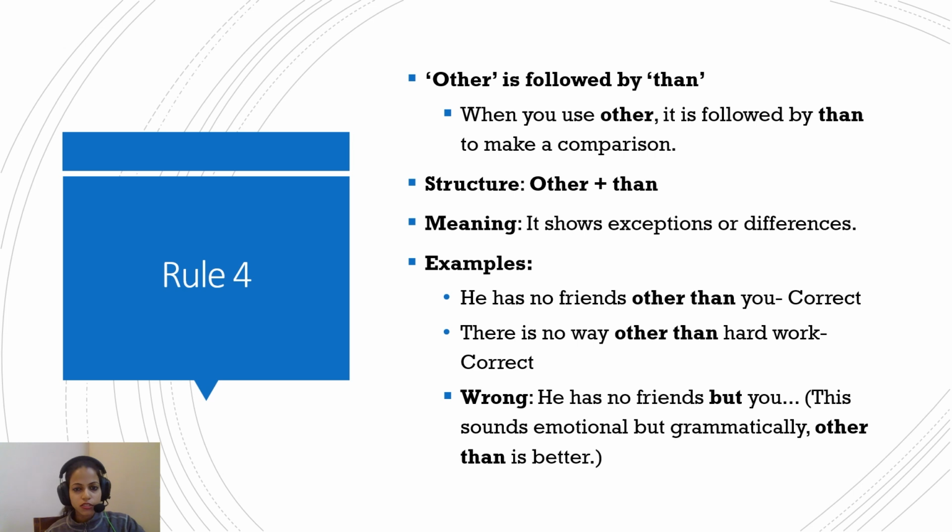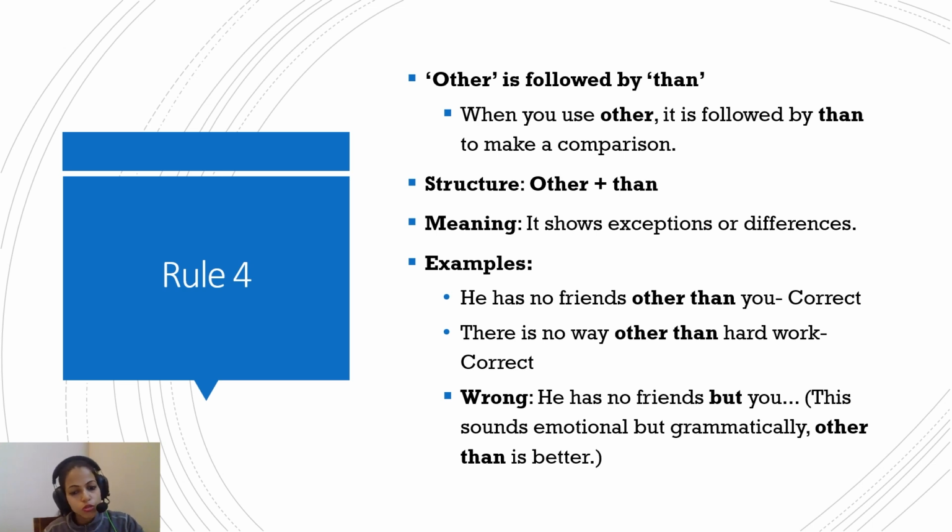Now, the word other. Other is always followed by than. When you use other, it is followed by than to make the comparison. So it shows an exception or differences. He has no friends other than you. So here the word other has to be followed by than. So he has no other friends, just you. You are that person who is his friend. So other than. There is no way other than hard work.